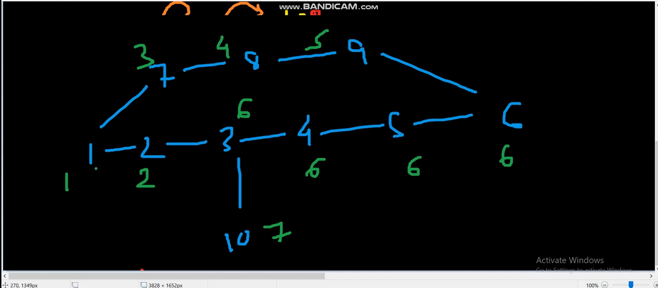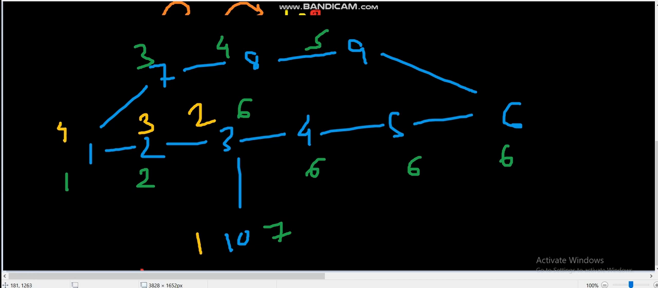Because when we are doing DFS, we'll update the value of 3 using 10. So let's say our DP of 10 will be what? Our DP of 10 will be 1. Now DP of 3 will be what? DP of 3 will be 2. And what will be the DP of 2 value? DP of 2 will be 3, and DP of 1 will be 4.